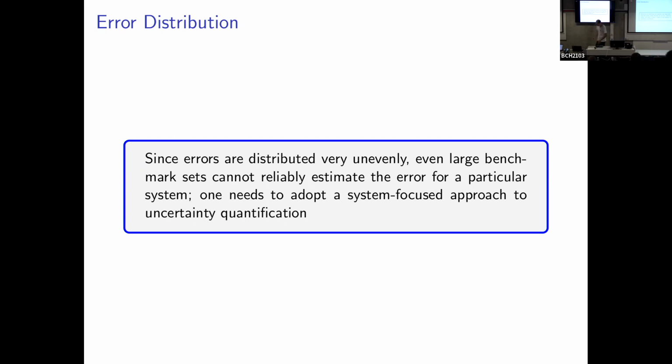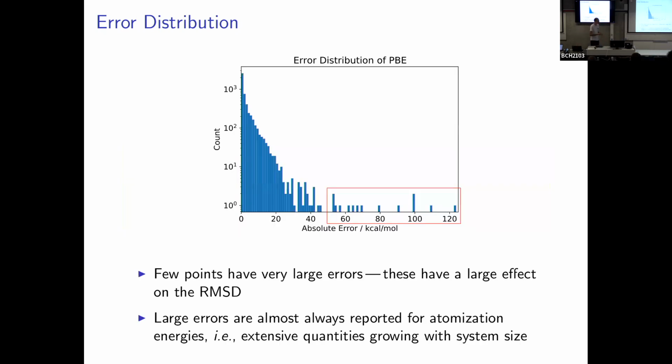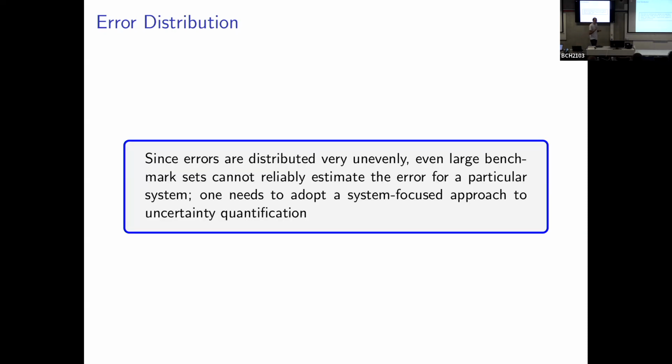So maybe, let me go back one slide. Maybe I'm absolutely not interested in atomization energies for my particular application, and I basically don't care about these data points, right? And then these are just skewing my error, because they artificially increase the error that I truly have in my case, right? So I really advocate that what people should do here is to adopt a system-focused approach.